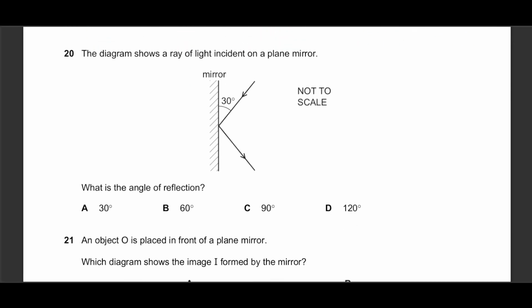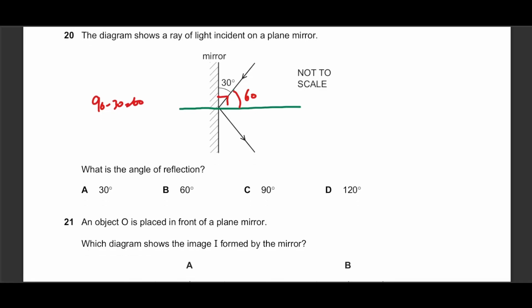Question number 20, a repeated question from the past. He says, what's the angle of reflection or, be that, incidence? So you would always draw a normal. And the angle of incidence or reflection is always referred to with the normal. So this angle would become 60 because we know the total has to be 90. So 90 minus 30 gives me 60. So really, this should be option B.